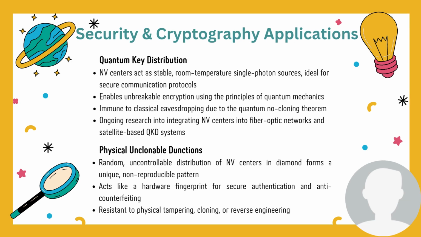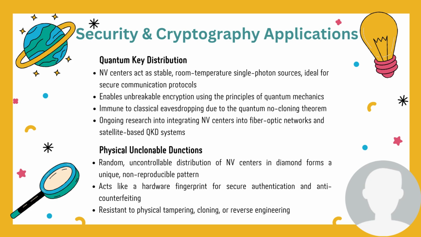Now let's explore how nitrogen vacancy centers in diamond are being used in the field of quantum security and cryptography. These atomic scale defects not only have remarkable sensing capabilities, but also serve as powerful tools for securing information at the quantum level. Let's focus on two of the most promising applications: quantum key distribution, or QKD, and physical unclonable functions, or PUFs.